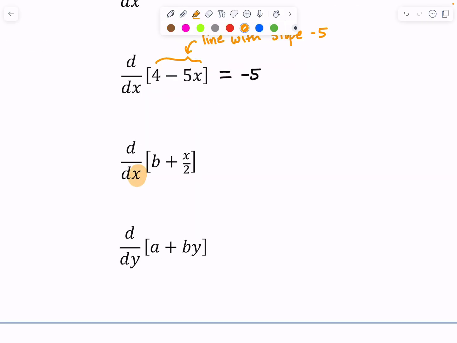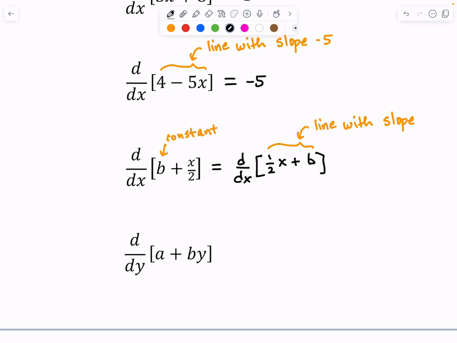Okay, a derivative with respect to x again. Here's our x. But here's a different letter. That different letter we will assume is a constant. And then we have an x divided by 2. That's the same thing as 1/2 times x. So we could rewrite this as the derivative with respect to x of 1/2 of x plus some constant b. Doesn't matter what b is, this equation would give us a line with slope 1/2. So the derivative of this line is 1/2.